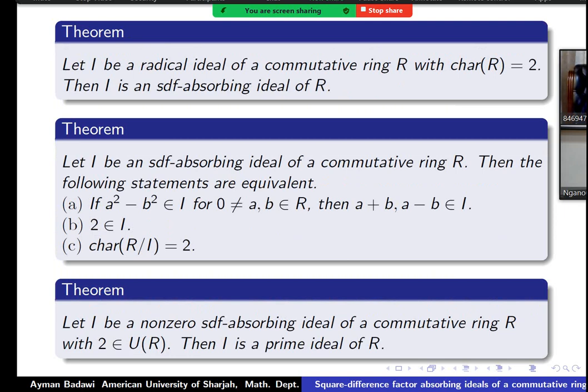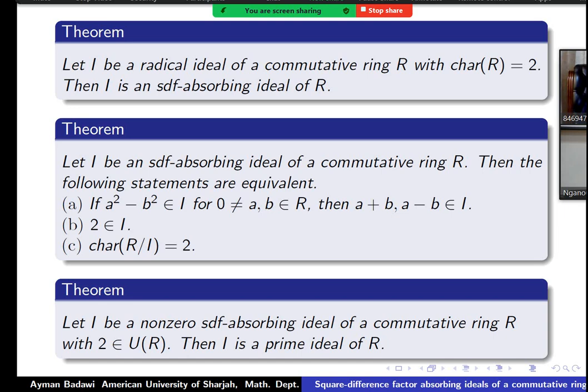Well, this is a trivial result. If you have a radical ideal of a ring and the characteristic is 2, then I has to be a square difference factor absorbing ideal. Just observe that a square minus b square in I means a minus b, the whole thing squared, is in I. And since I is a radical ideal, then you're done.